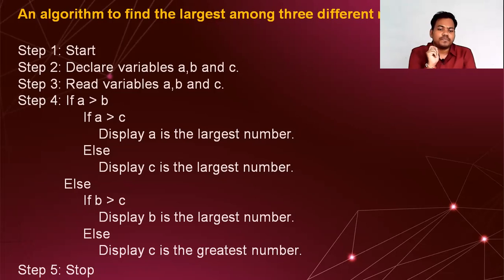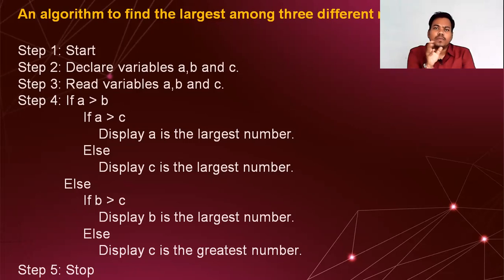So step one, start of the program. Second, declare variables. Three variables we will declare: A, B, C. Then read variables. The program will read the variables. Whatever values you enter from the user side will be stored. First number will be stored inside A, second inside B, and third value inside C.